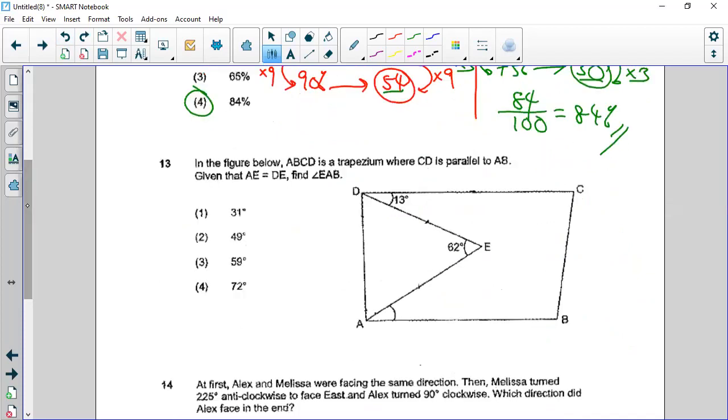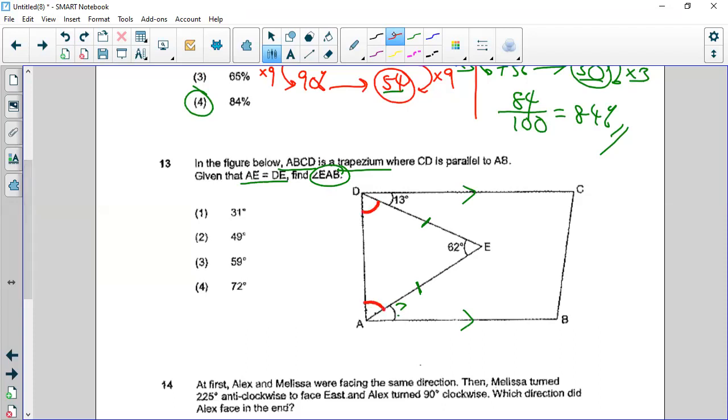Now in the figure below, ABCD is a trapezium, and CD is parallel to AB. Given that AE is equal to DE, so these two sides are equal, find angle EAB. So you have to put the question mark on the diagram. So your picture cannot be very clean. You have to put all this inside your picture. Once you've done that, then you can start to find the easy angles.